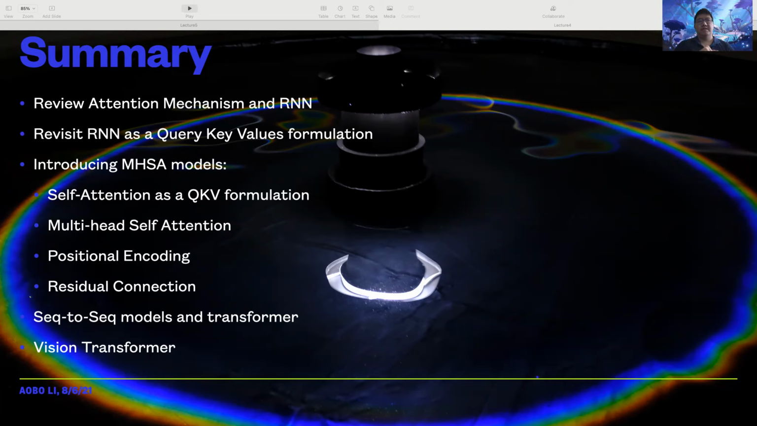Okay, so this is all I would like to go through in this module. We reviewed the attention mechanism and recurrent neural networks, and we revisited RNN as a QKV formulation. Then we introduced the multi-head self-attention modules, where we discussed self-attention as the same QKV formulation, analogous to the attention mechanism we discussed earlier. We also introduced positional encoding and residual connection. Then we talked about the sequence-to-sequence model and how to form this as a transformer. And lastly, we discussed the vision transformer technique that has been very recently developed. Okay, great. So this is everything for this course.